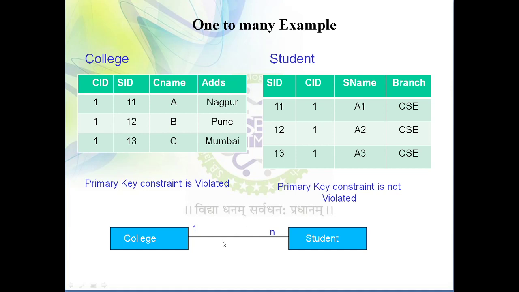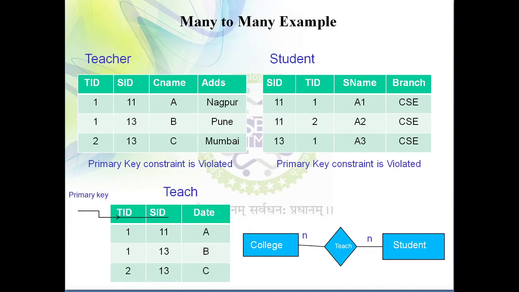Tell me, is Has a new table? Can we create a table called Has? No, this thing is not there. That's why understanding the mechanism of one to many and many to many is important. I hope all of you understand these two examples of one to many and many to many.